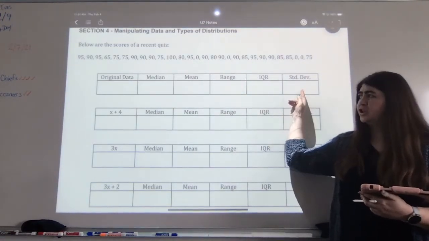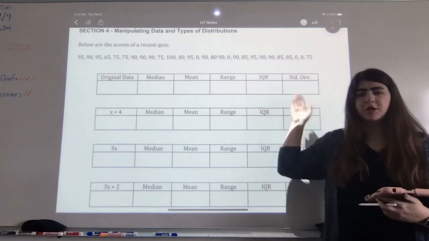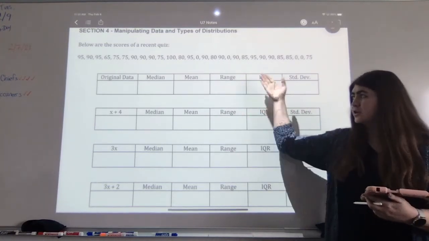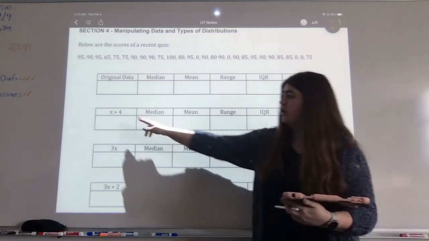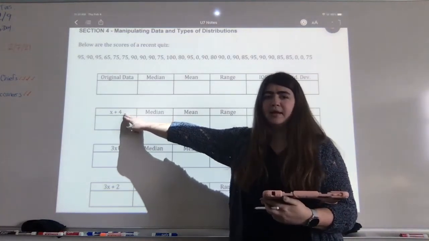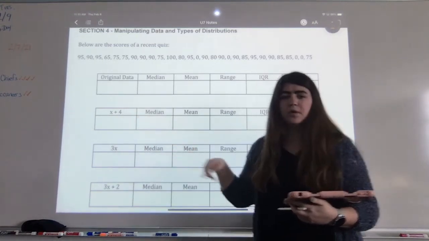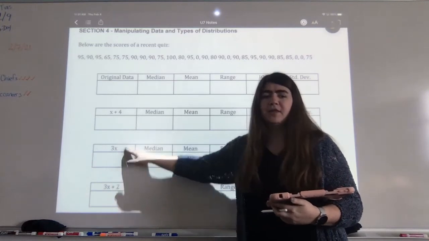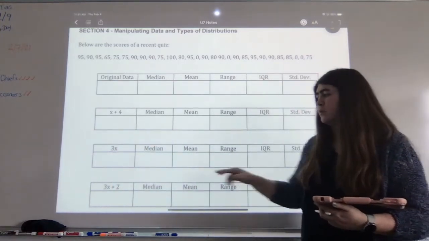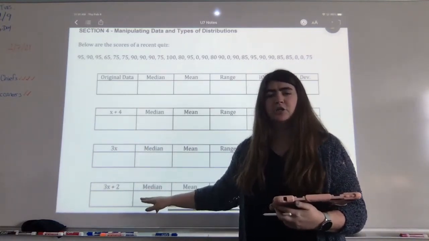the standard deviation. Once we have found our numerical measures for the original data, we're going to see what happens if we adjust all data points in the set by adding 4 to them. We're going to see what happens when we multiply each part of our data set by 3, and then we're going to see what happens when we multiply by 3 and add 2.